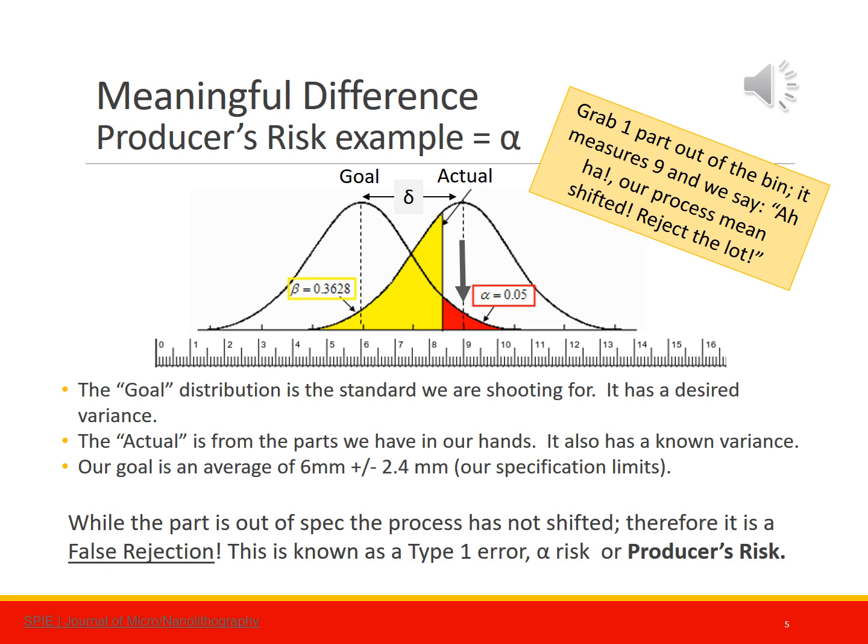tail of the goal distribution. We are running according to the goal distribution. We just happened to pick an outlier, one of the parts that was in the tail. So we're at risk of rejecting the entire lot of parts when 90% of the parts will be good. While our part is out of spec, the process has not shifted, and therefore it is a false rejection. It is known as a type 1 error, alpha risk, or a producer's risk. And before you say, but Professor Bana, this process is not possibly a plus or minus 3 sigma control, I'm going to say, yes, you are right, but the example still stands.